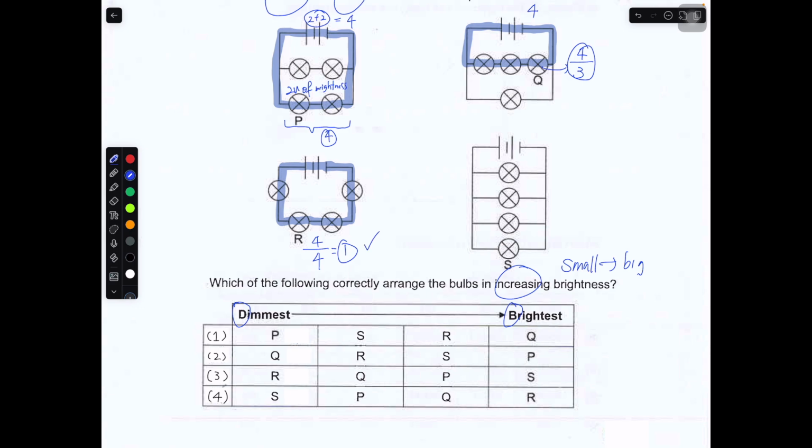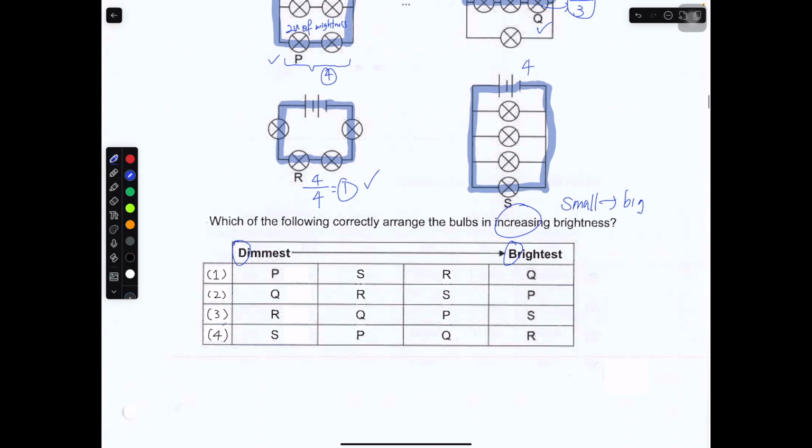Okay, R is the dimmest, followed by Q, and followed by P. Then the last one is actually S. Why is this S? Electricity flows this way through S. The amount of electricity flowing from this blue color path is 4 units, and there's only one bulb in this pathway. So 4 divided by 1 still gives you 4 units of power.